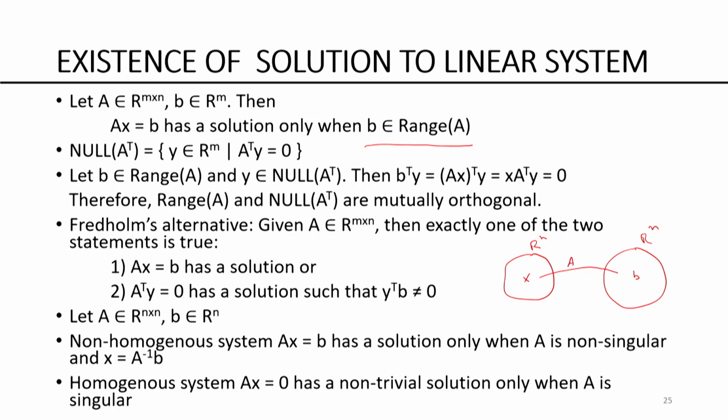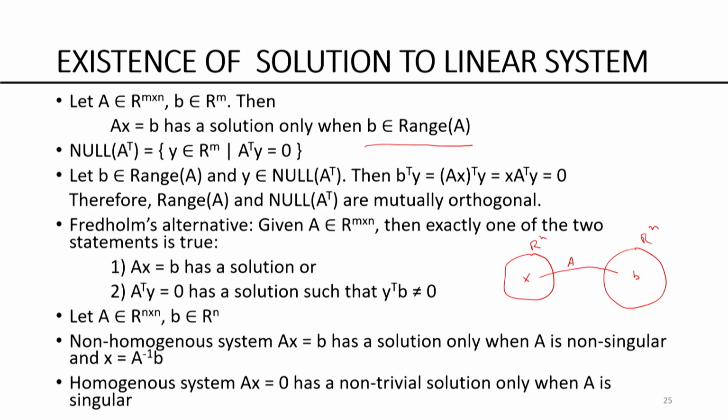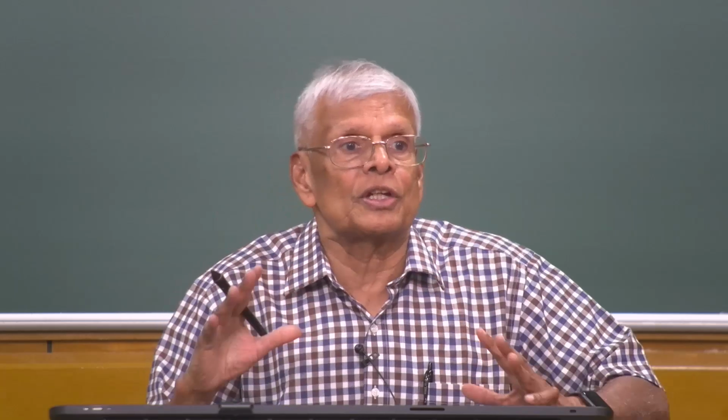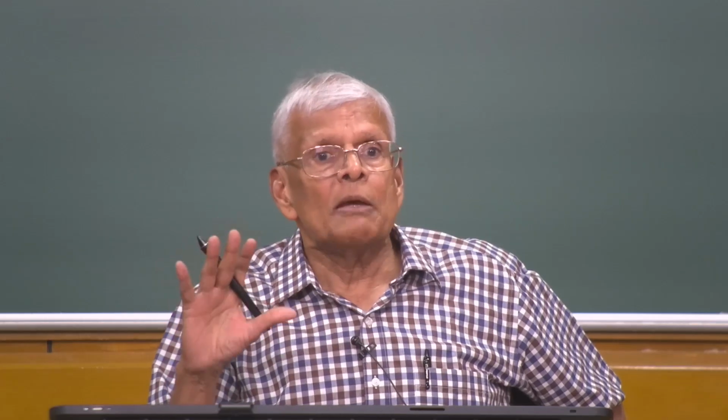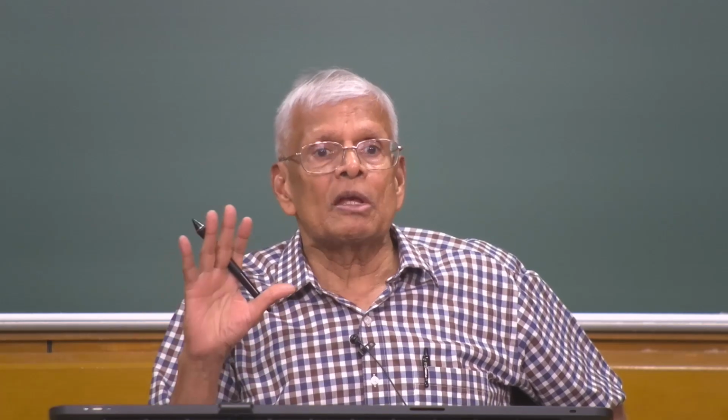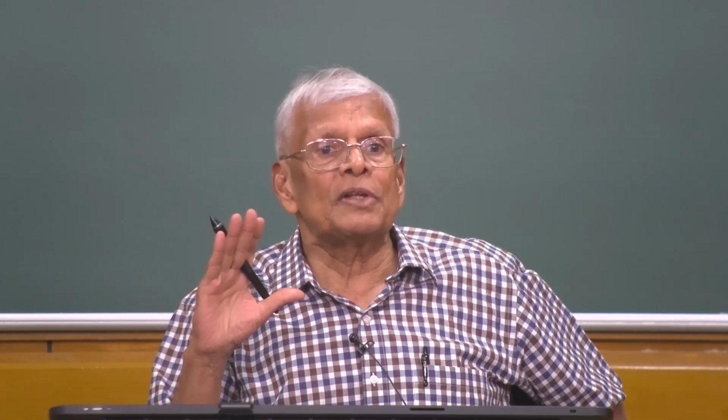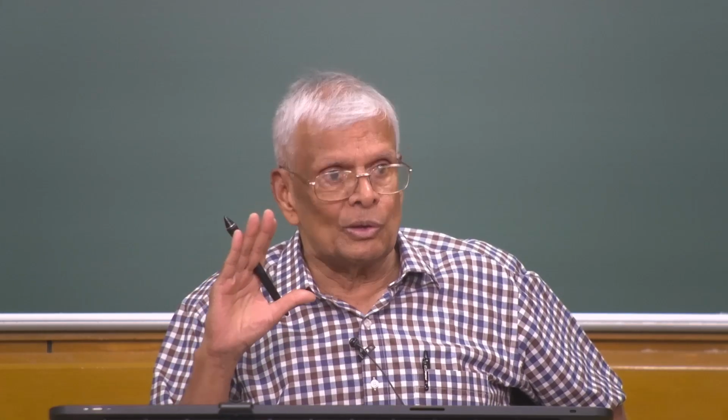If A is non-singular, what does it mean? Its rank is n. If rank is n, it means all the columns are linearly independent. So every linear combination of the linearly independent columns must span the whole space. So given b, there exists a vector x such that Ax will be equal to b. So what are the necessary and sufficient conditions for Ax equal to b to have a solution? A must be full rank, or the determinant of A must be non-zero. If the determinant of A is non-zero, then there exists a unique solution.